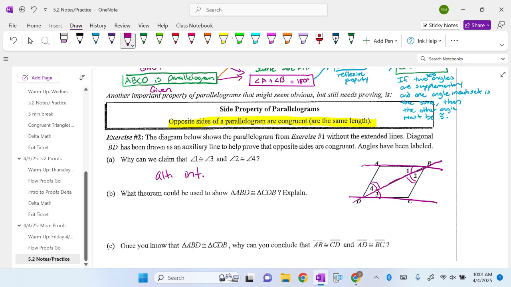So what theorem do you think we could use to show that those two triangles are congruent? We got two congruent angles, and we can also use the shared side right here. So what theorem is that? So guys, we got two angles and a side, so that's what? Close. It's the other one. Angle, side, angle, because we have two angles with a side in between them.